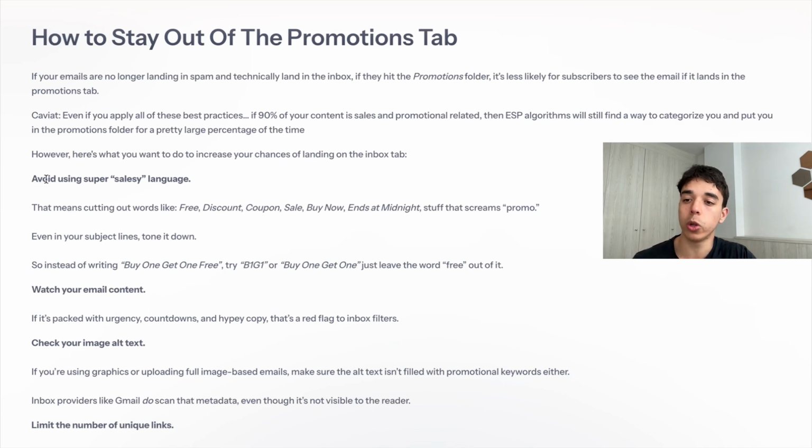So first of all, we want to avoid using super salesy language. That means words like free, discount, coupon, sale, buy now, ends at midnight, stuff that pretty much screams promo. Even in your subject lines, you want to tone it down and simply create curiosity for people to open, nothing else. So instead of writing buy one, get one free, you can try B1G1 or buy one, get one, but just leave the really spammy words like free out of it.